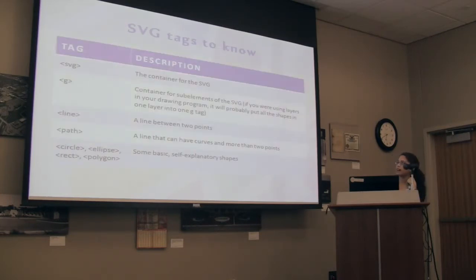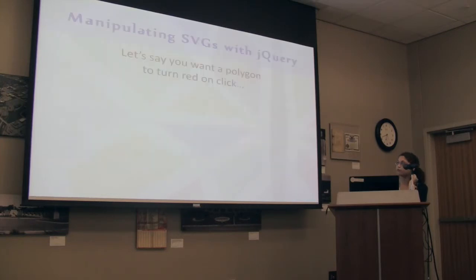And just some tags to get to know that are pretty common. The entire SVG is contained in the SVG tag. You might see G tags, which are containers for the sub-elements in the SVG. You'll often see these if you were using software to make your graphic. Basically, if you were using layers, all of the shapes that were in one layer will be put into one G tag. So they're for organizational purposes. And then you'll have lines and paths and circles and rectangles and polygons, and those are pretty self-explanatory.